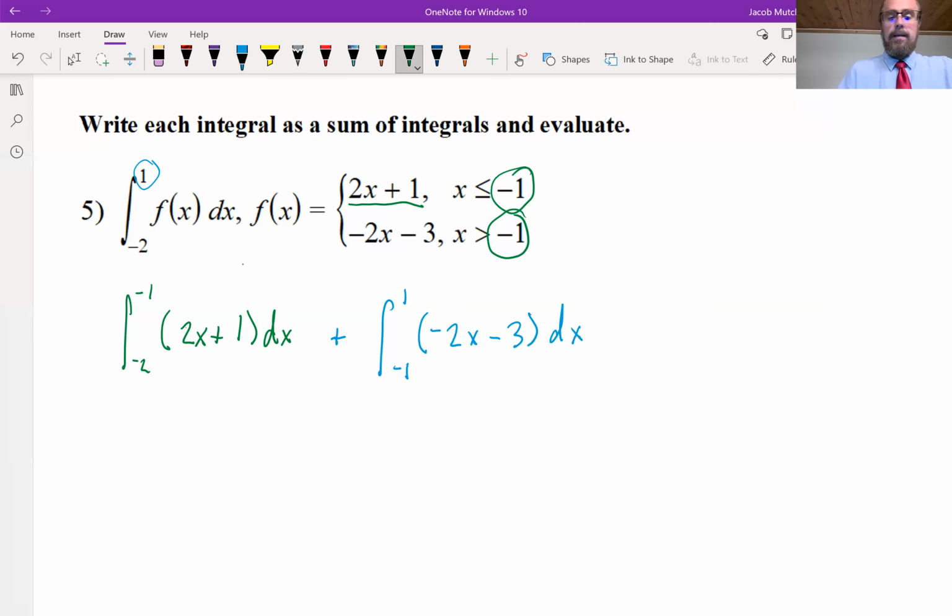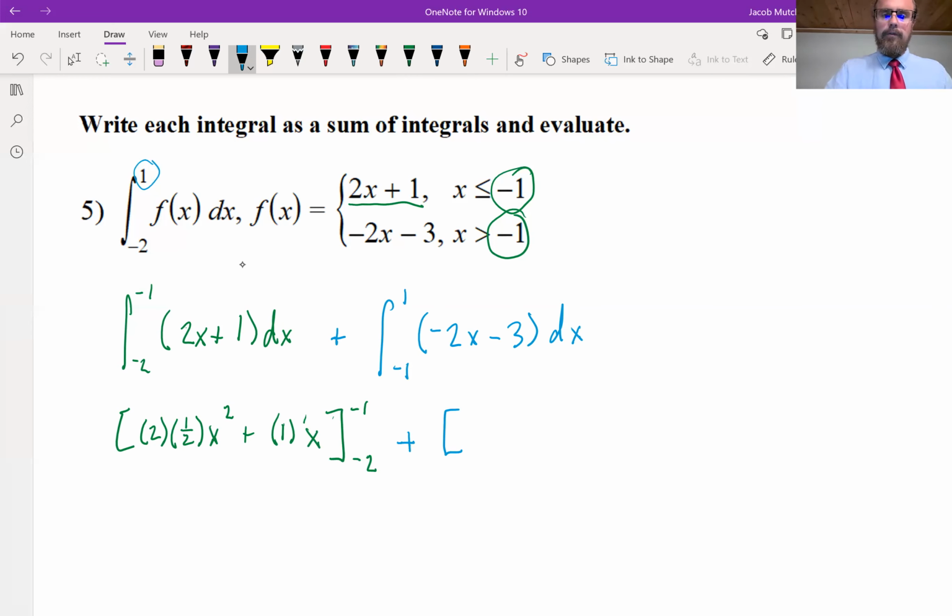So just like with our previous example, once I have it set up, I can do the definite integration as usual. So this first function is going to become 2 times 1/2, this is the antiderivative, times x squared plus 1 times x. And that we're going to integrate from negative 2 to negative 1. Plus, so again, I'll integrate this second version, it'll look very similar. It's also linear, so -2 times, here's the antiderivative, half times x squared minus 3 times x. And this is integrated from -1 to 1.